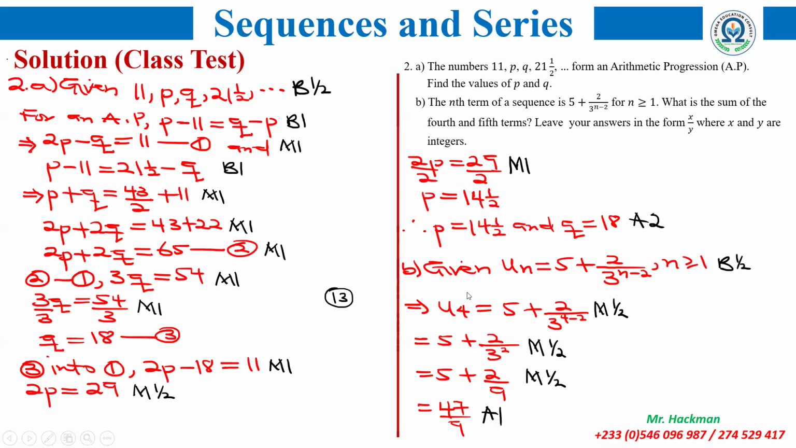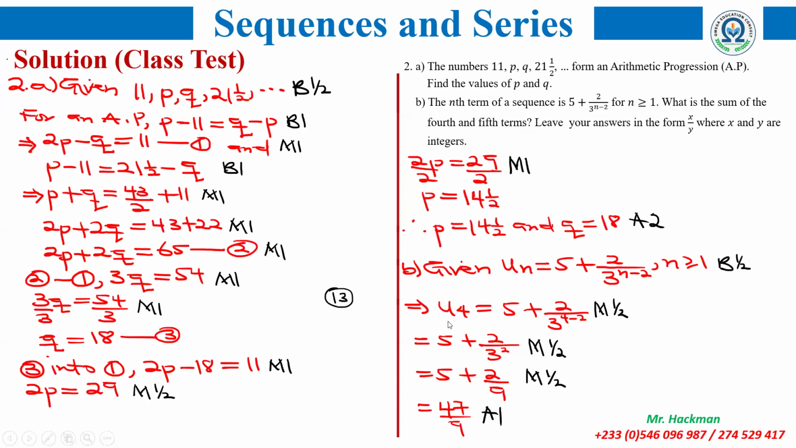Now B, one of the easiest questions as well. The nth term of a sequence is this, for n greater than or equal to 1. So obviously, nth term is denoted by U sub n. So we are being told that U sub n is equal to this. This is the relation. So what is the sum of the 4th and the 5th terms? Once you know the parent function U sub n, we are in a comfortable lead. You can find any particular term. But here we are looking for the sum of the 4th term and the 5th term. So we need to find the 4th term, the 5th term, then sum.